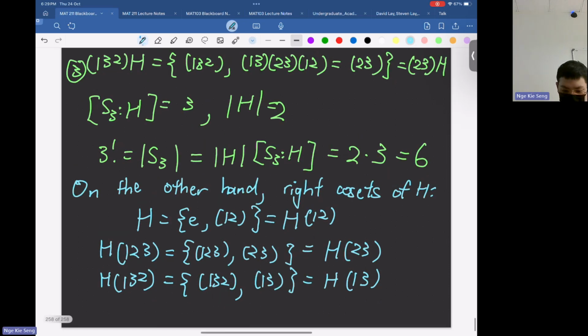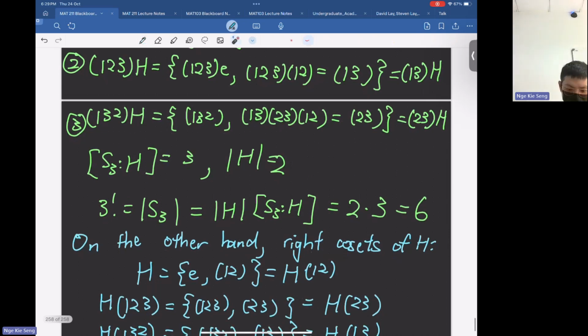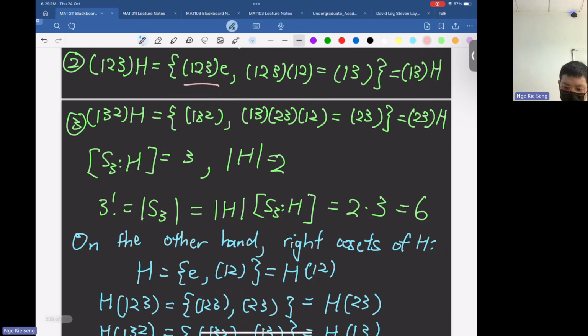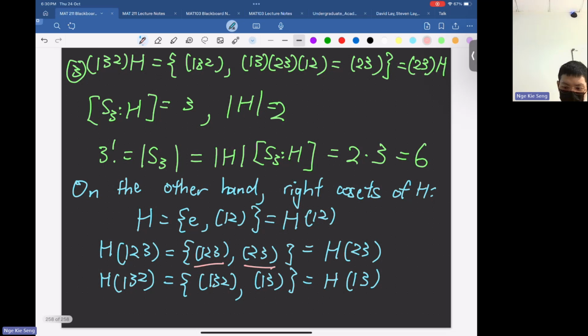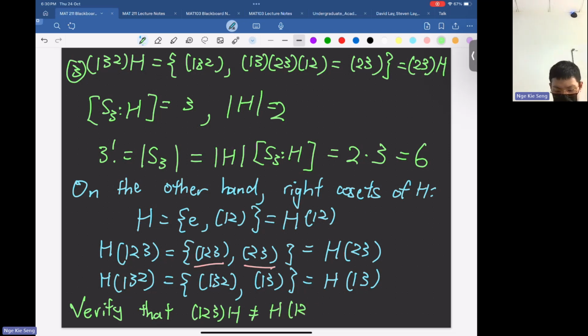But note that here, what can you observe? What is 1, 2, 3 H and H 1, 2, 3? It seems that if you change the order of multiplication, you get different cosets. You partition differently. Can you notice? Here we got 1, 2, 3, here we got 1, 3, but here 1, 2, 3, here 2, 3. So it's different. In general, left and right cosets don't agree. So verify that 1, 2, 3 H is not H 1, 2, 3. But the number of left and right cosets agree.